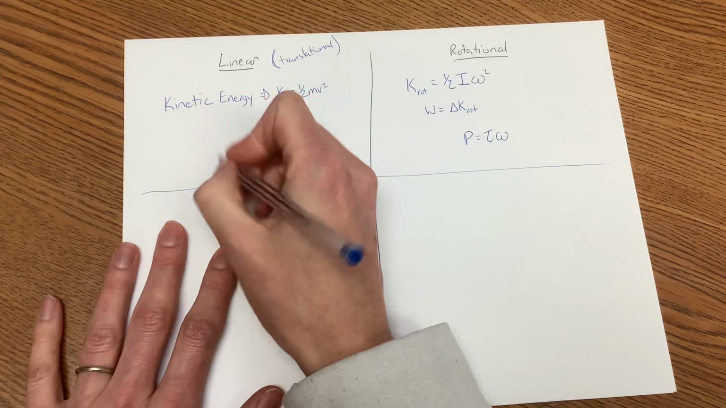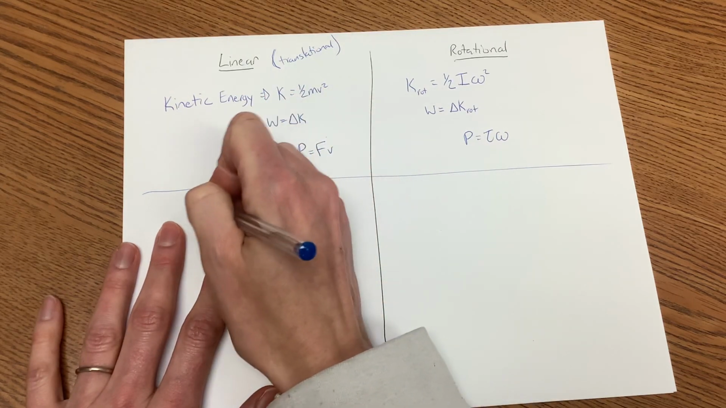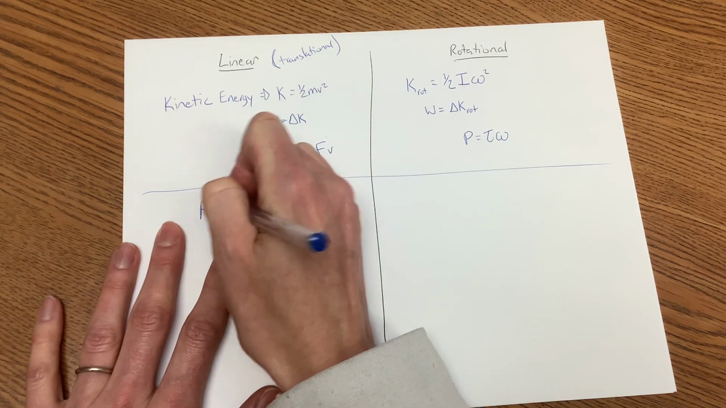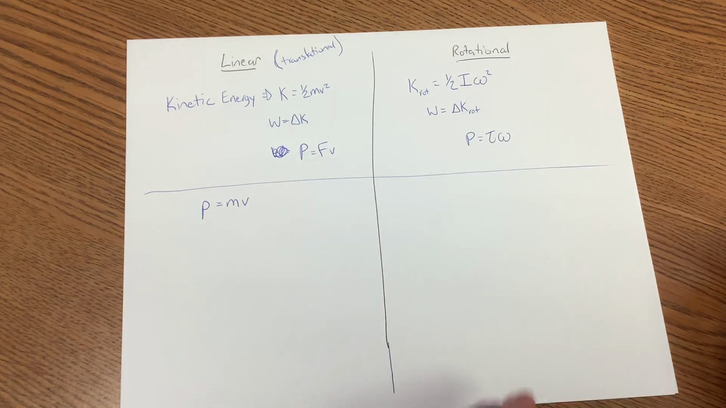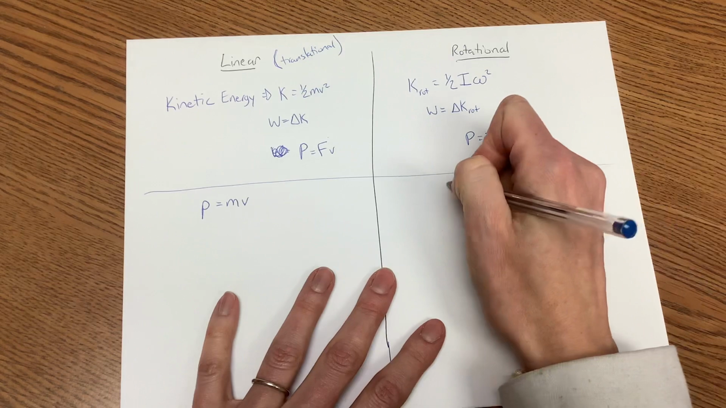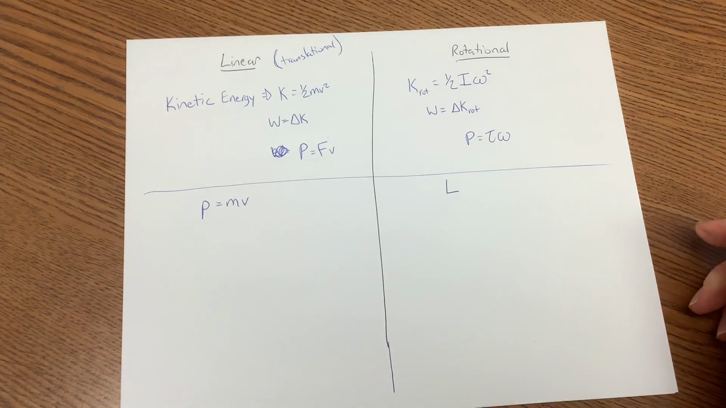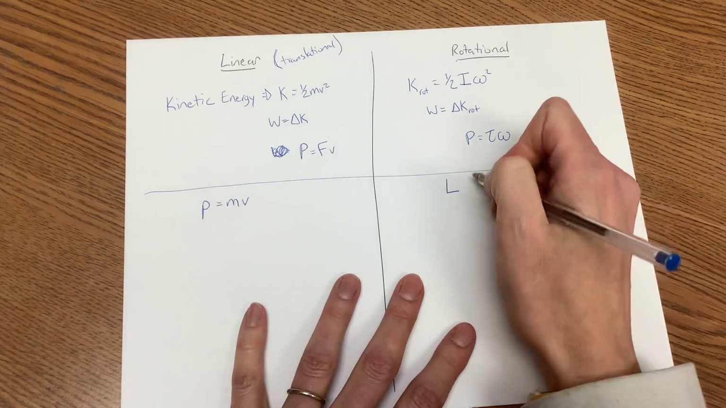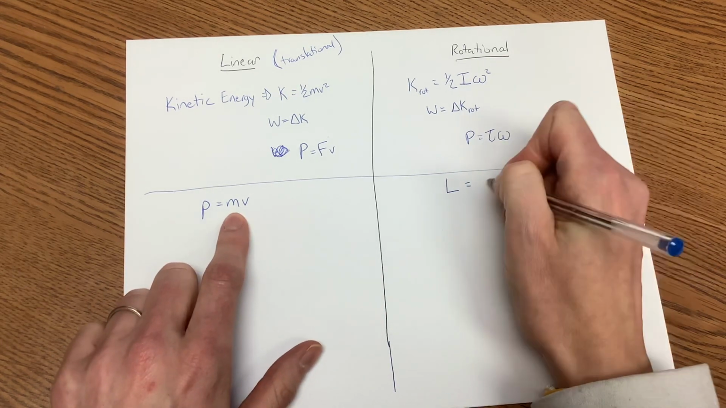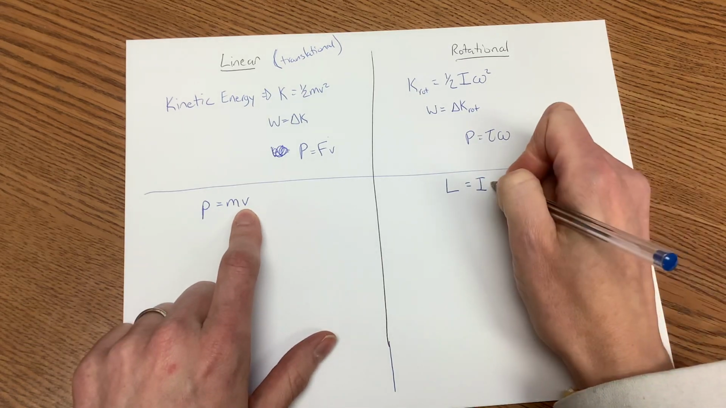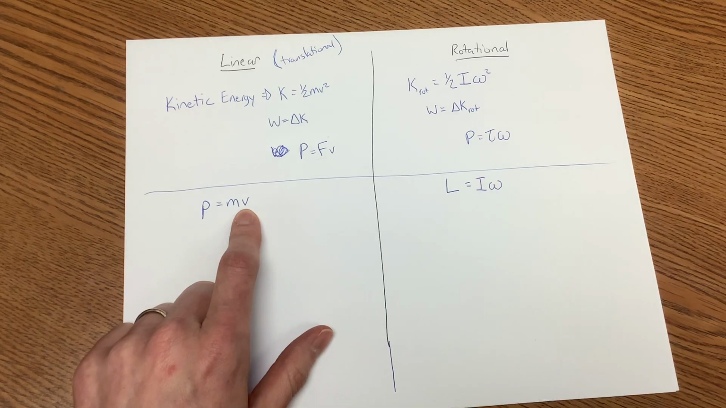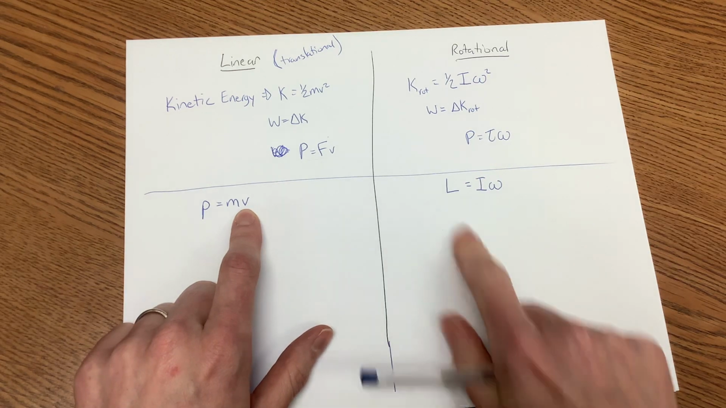So let's talk about angular momentum. Linear momentum was p, and we do mass times velocity. Now here's a fun one. Angular momentum is a capital L. I don't know why. If you find out why, you can tell me. I have no idea why they picked L. L is what they use. Instead of mass, again, we use that rotational inertia. And instead of v, we use that angular velocity, omega.